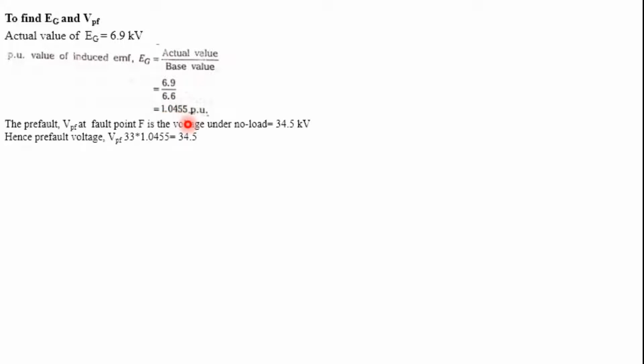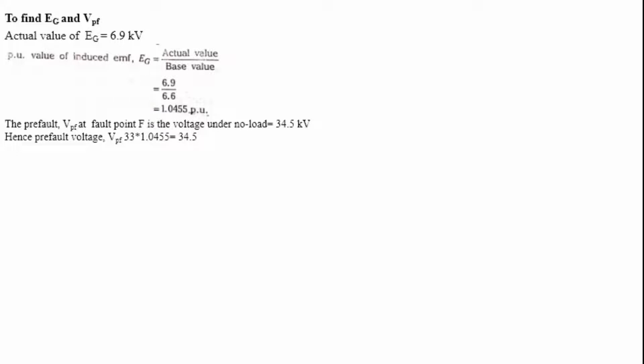We know that the per unit value can be applied to either the primary or the secondary side of the transformer. The same concept applies here: the pre-fault voltage at the fault point is the voltage under no load. How did I get this 34.5? This is nothing but the voltage on the distribution side. The feeder is 33, multiplied by the per unit value 1.045. So this is 34.5 kV.